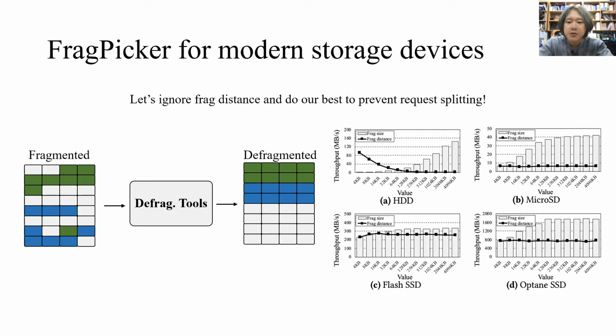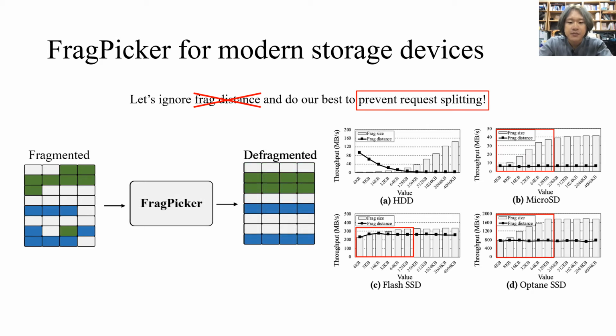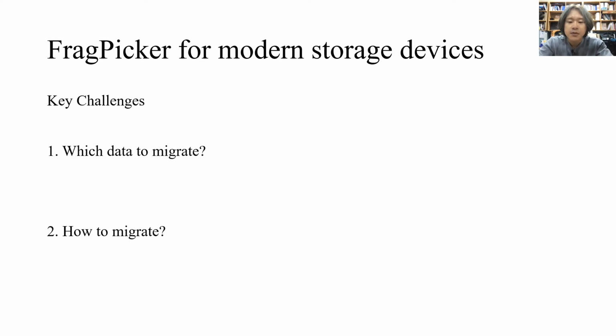To mitigate the problems of conventional defragmentation tools, we propose a new defragmentation tool for modern storage devices. First, we now know frag distance is not important to the performance of modern storage devices according to the previous experiment. So let's just ignore frag distance and do our best to prevent request splitting. So what we want to do is this. Let's partially migrate certain data, not all the data. But the problem is, we need to decide which data to migrate and how to migrate.